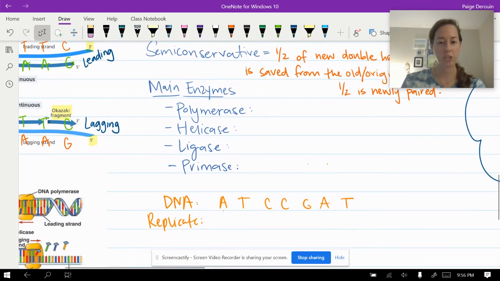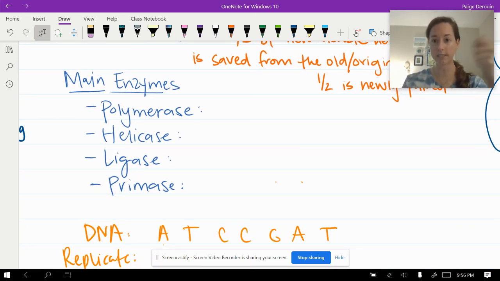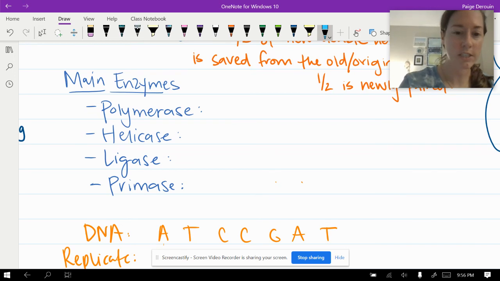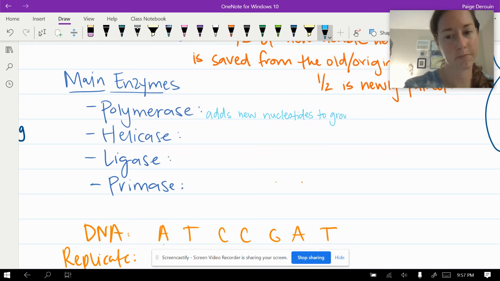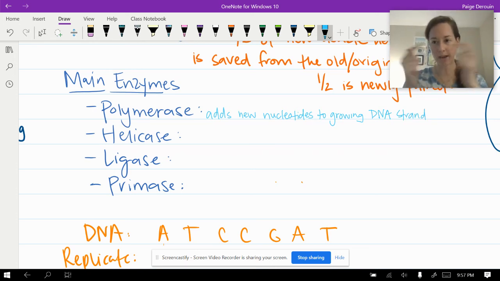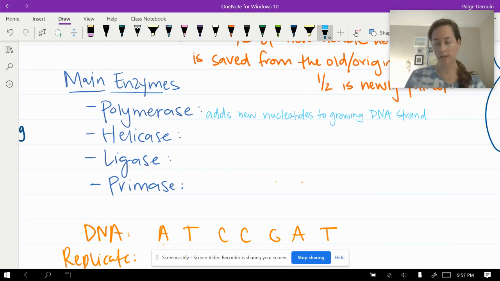So the first one is polymerase. Polymerase's job is to make polymers, which means it sticks things together. So the job of polymerase is adding new nucleotides to a growing DNA strand. Polymerase's job is to match up the right bases one by one by one. If it matches up the wrong bases by accident, that's called a mutation. We'll talk about that, not in this video, but we will talk about it.